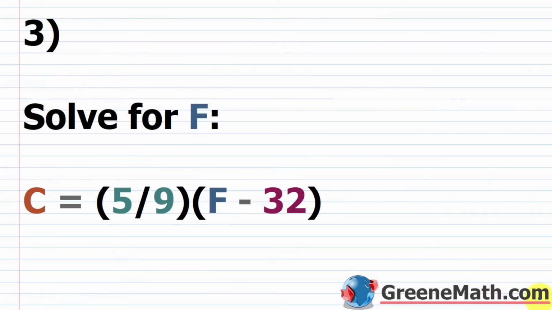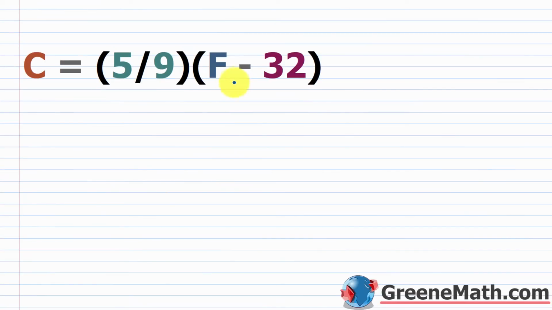All right, let's take a look at problem number 3 now. So we're told to solve for f, and of course, this is us solving for Fahrenheit. We saw this formula earlier. Right now, we can plug something in for Fahrenheit and we'll get a temperature in Celsius, but we're going to reverse that. So let me just rewrite this. We have c is equal to 5/9, then times the quantity f minus 32.